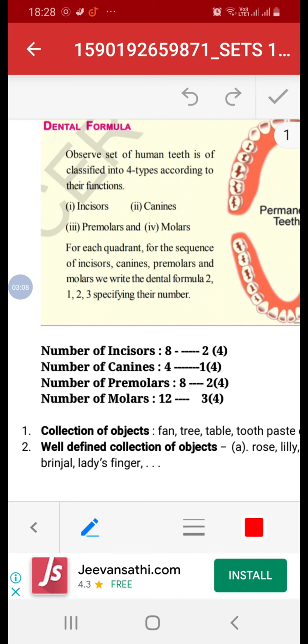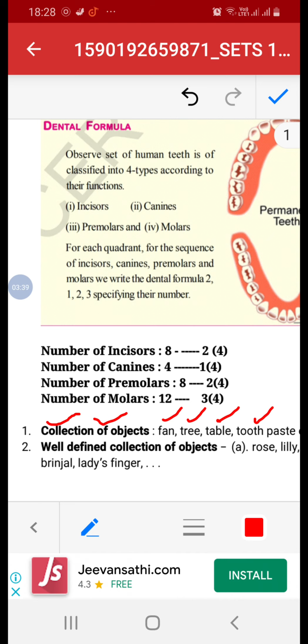Now let us come to the next point, collection of objects. What does it mean by collection of objects? We collect some objects like fan, tree, table, toothpaste. They do not have any common property which is linking them. So that's why we are saying it is only a collection of objects.